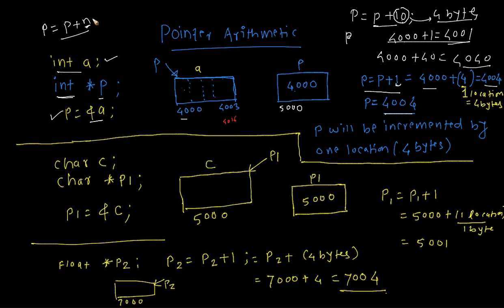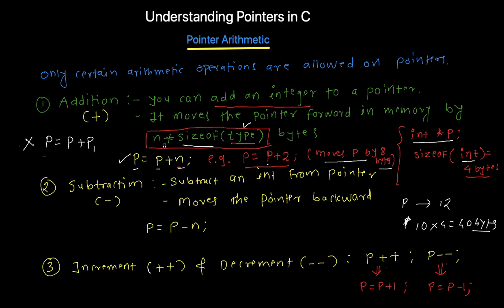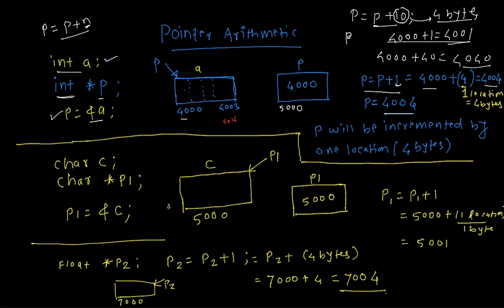So it becomes 4 into n. That's what this formula says here: n into size of the type. Size of the type is actually the type of the pointer. Type of the pointer is nothing but what type of data that pointer is pointing to. So sizeof, if it is int, it will return 4, so it will become n into 4. By that many bytes the pointer will move in the forward direction. Let's understand this with one more example.